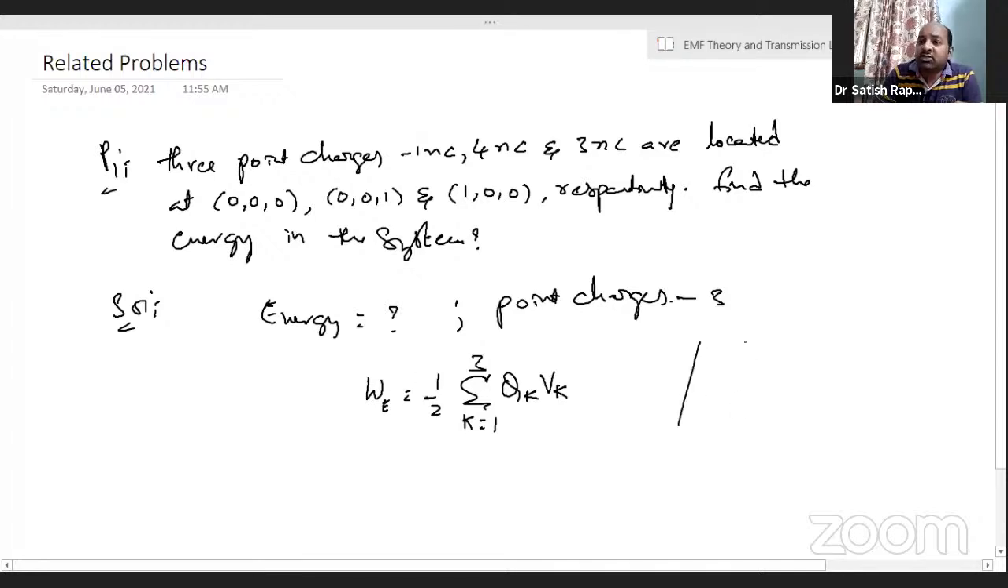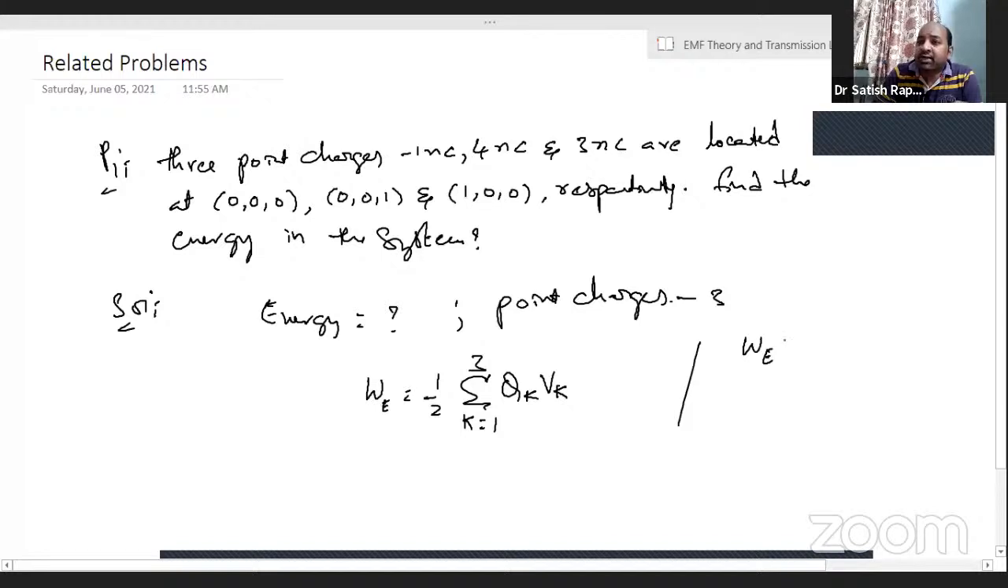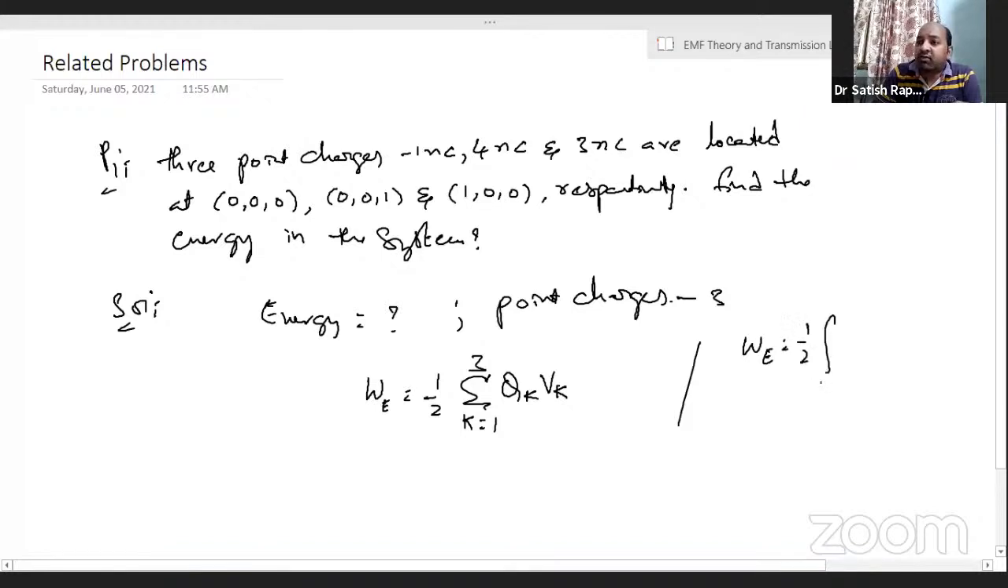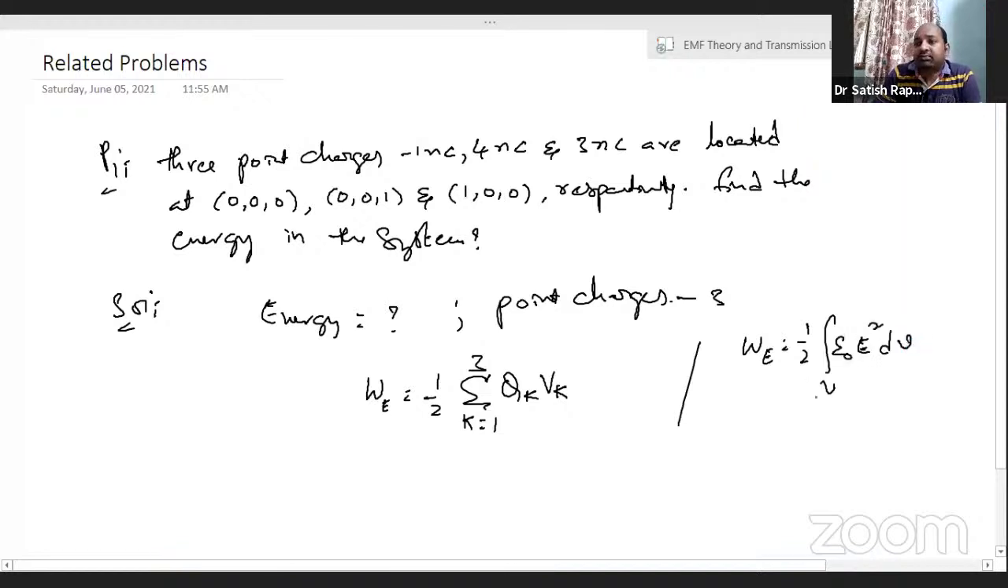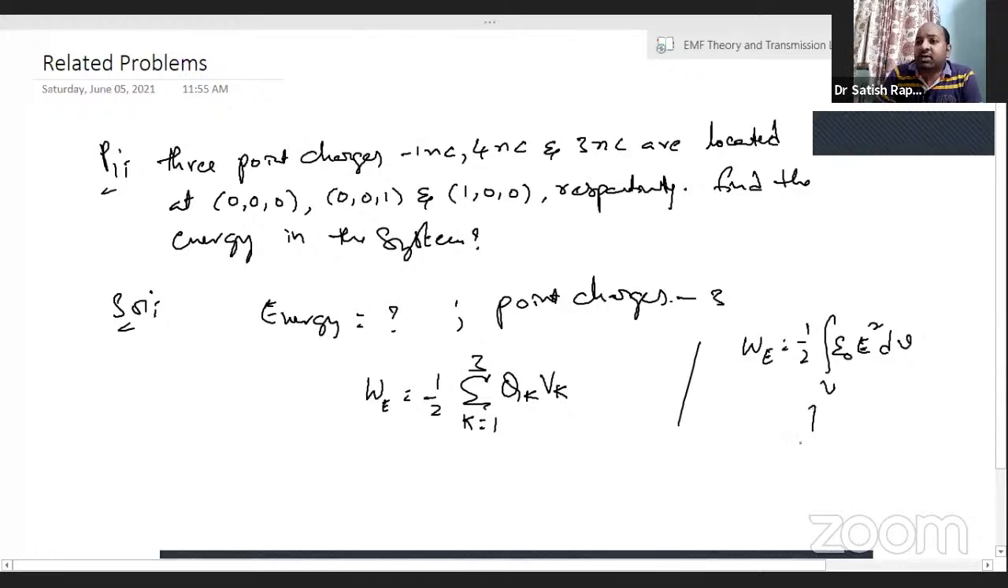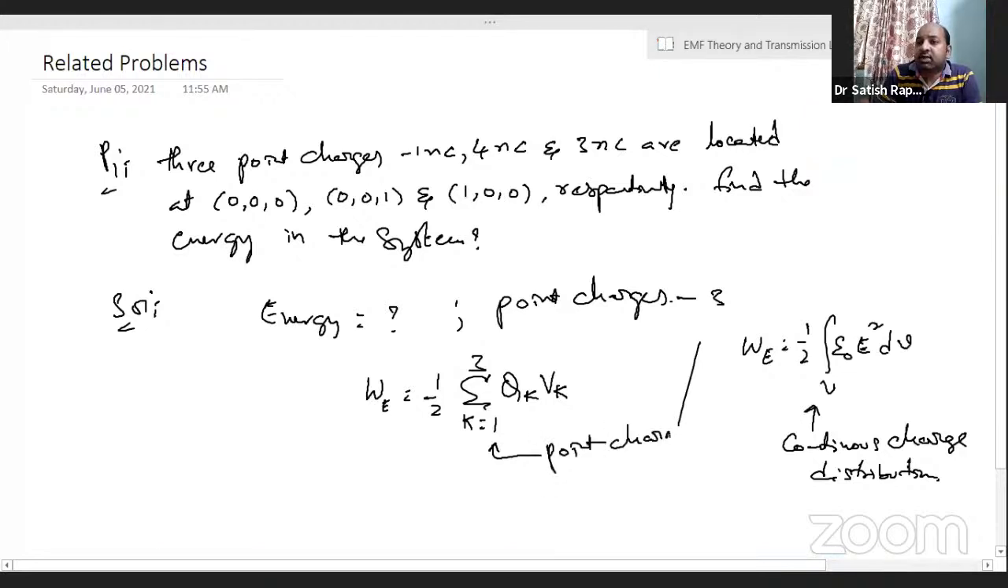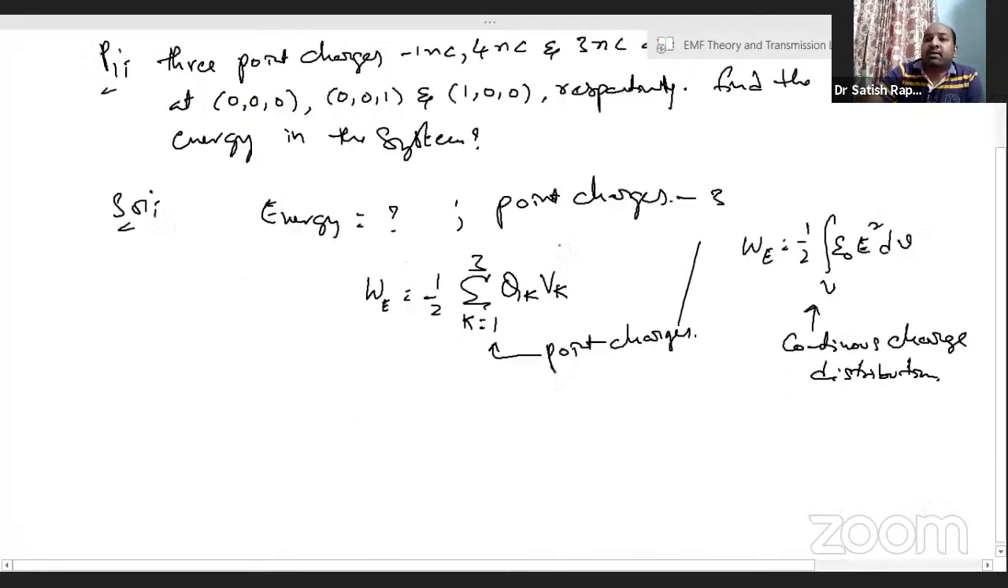If continuous charge distribution is given, then we have to take this equation, half volume integral epsilon naught E square dV. So this is the equation for continuous charge distribution, and this is the equation for point charges. When point charges are given, we have to consider this equation.